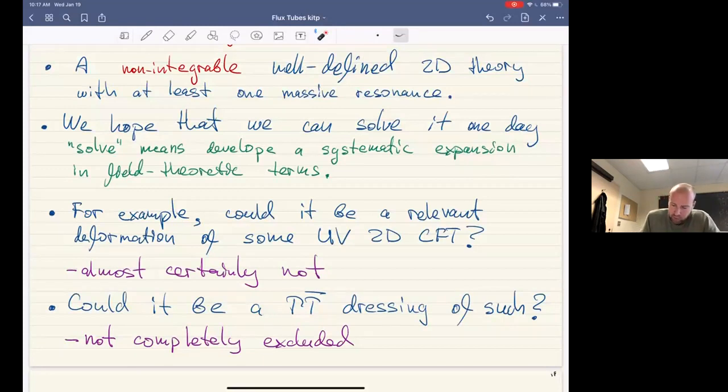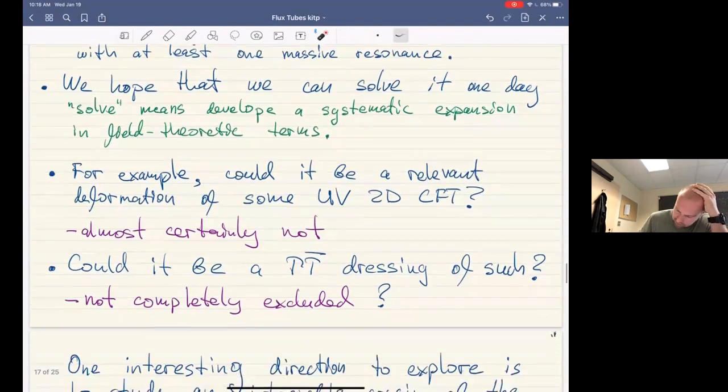And for example, could this theory be a relevant deformation of some UV 2D CFT? Because then, if one identifies this 2D CFT, one could first solve the CFT, then use some Hamiltonian truncation, whatever methods. But we almost certainly would think that it's not. Could it be instead a TT-bar deformation of some 2D CFT deformed by a relevant operator? Well, that is not completely excluded, although again, this is a concrete question that maybe we can hope to settle relatively soon.